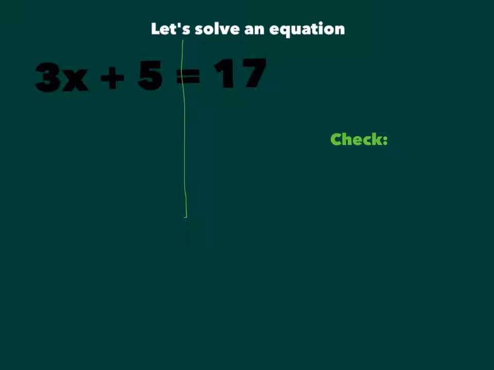So first thing we're going to do is circle our variable group, and our variable group is 3x. And what that means is hands off. Do not touch this 3x. Okay, leave it alone for now.